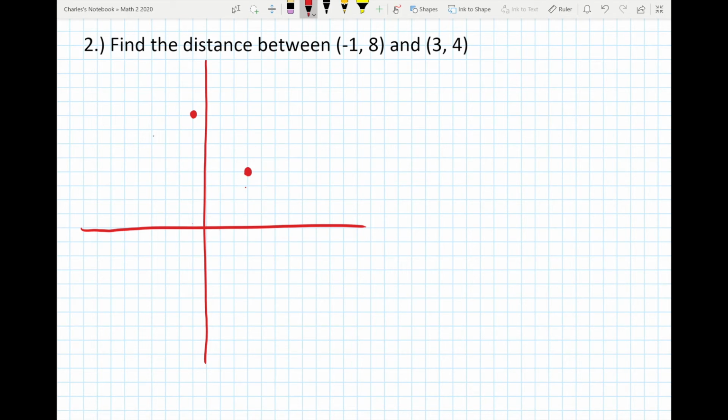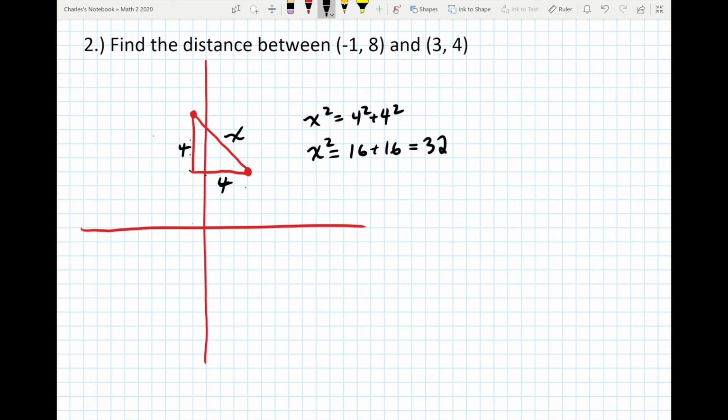Okay, so if I'm finding the distance there, I'm going to graph it. And I got 1, 2, 3, 4. This has a length of 4. 1, 2, 3, 4. This has a length of 4. So I'm saying x squared is equal to 4 squared plus 4 squared, which is 16 plus 16, or 32, which means x is going to equal the square root of 32.